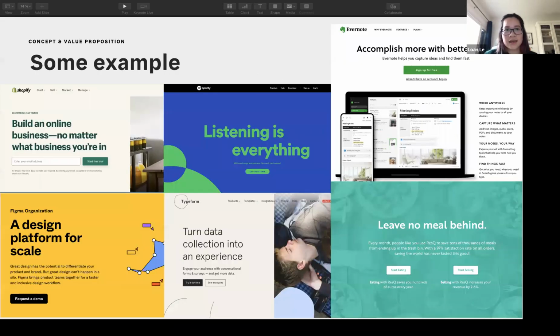Here I collected a couple of examples of fairly good value propositions from different brands, big or small. Some of these brands are very well known already, like Spotify or Shopify, so they don't need to go into too much detail on how it works. But still, the important thing is to point out why people should choose you and what is the value that you bring to the customer or the user.